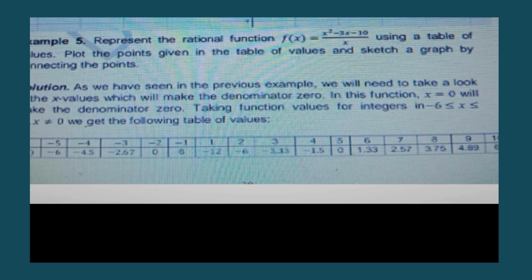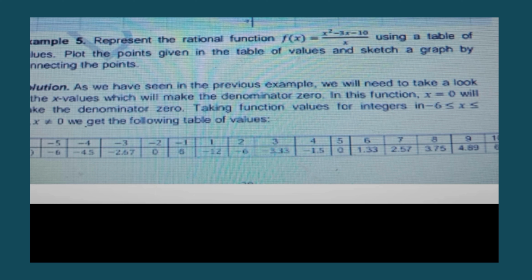Example 5. Represent the rational function f(x) equals (x^2 - 3x - 10) over x using a table of values. Plot the points given in the table of values and sketch a graph by connecting the points.